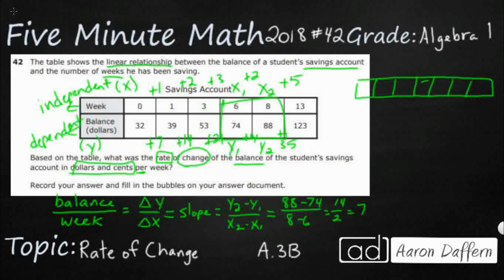But what we need is 7.00, since it is dollars and cents. If we were going to fill this in, we'd go ahead and just put that right there. You can actually move this anywhere as long as it's 7.00. And then we're just bubbling in the correct spots underneath there. $7.00 is our answer.